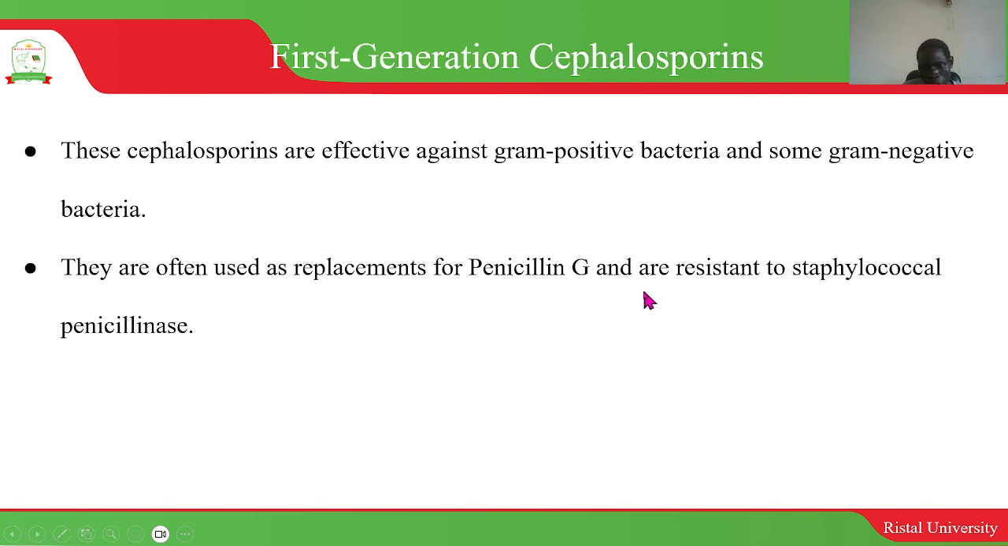Like we mentioned last time, some people have allergies to penicillins, but perhaps cephalosporin can be a better replacement for that. Though sometimes some people might have some level of allergy to cephalosporin, it's not as common as is registered with the penicillins. They also show some resistance to the penicillinase enzyme that is produced by the staphylococcus, which makes it a bit resistant to penicillin treatment. So a first generation cephalosporin might be of benefit in treating this kind of infection as compared to when you are only using penicillin to treat staphylococcus.